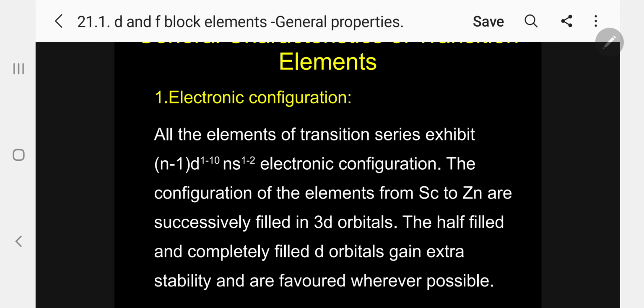So let me proceed. From scandium to zinc, the 3d orbitals are successively filled. I have explained very well; you have to memorize. Half-filled and completely filled d orbitals gain extra stability. I told you, half-filled chromium and completely filled copper, and these are favored wherever possible.